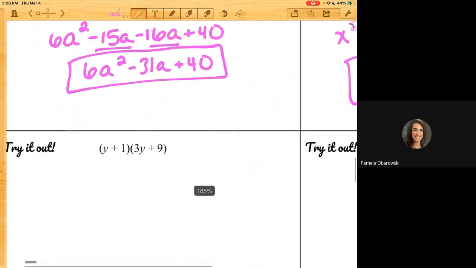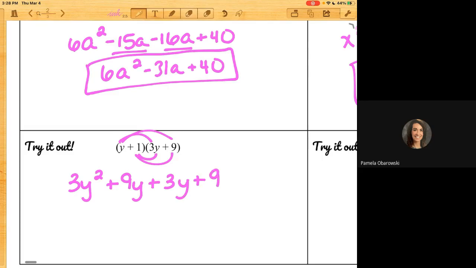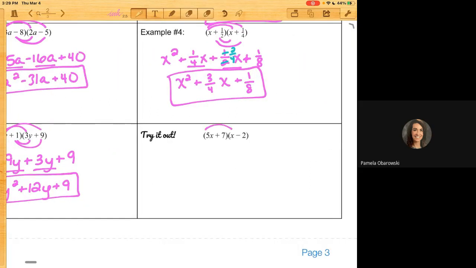Okay, so on this first one, again, I'm going to pick up the pace a little bit. So we've got first, outside, inside, last. 3y squared plus 9y plus 3y plus 9. Like terms, I get 3y squared plus 12y plus 9. Quadratic trinomial.